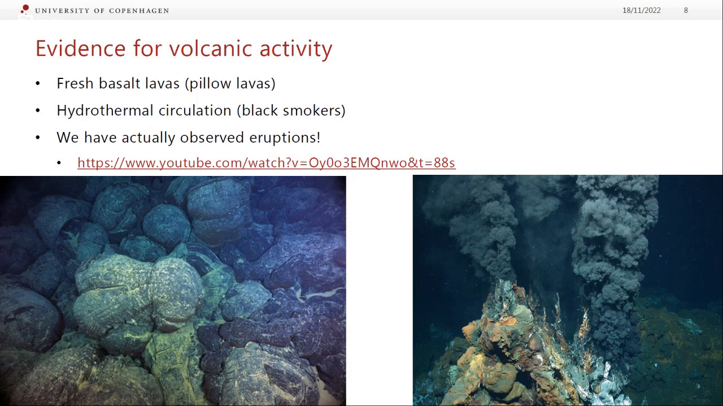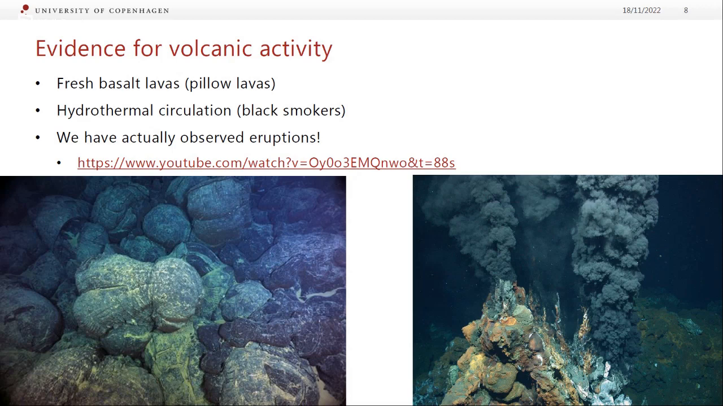Evidence for volcanic activity at mid-ocean ridges. Probably one of the obvious ones would be pillow lavas, pillow basalt, and I think Todd had showed you a video of these forming before, so hopefully you're aware of them. So these are new basaltic volcanic rocks forming at the ridge.